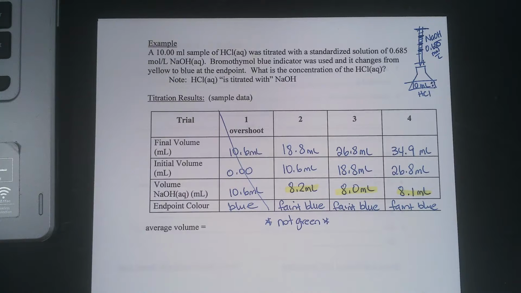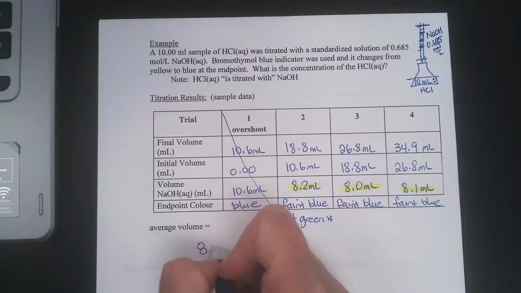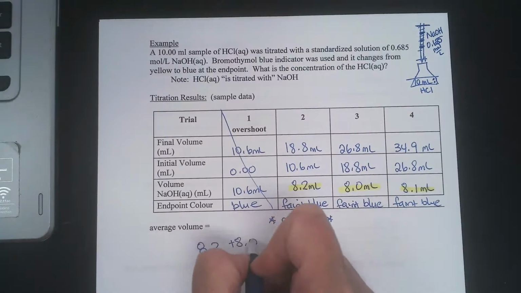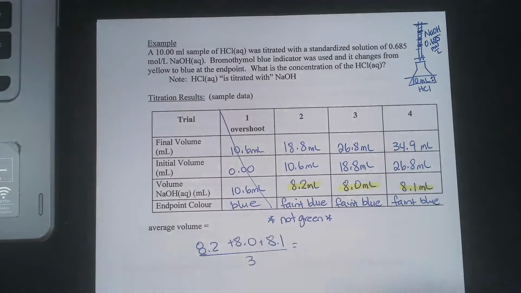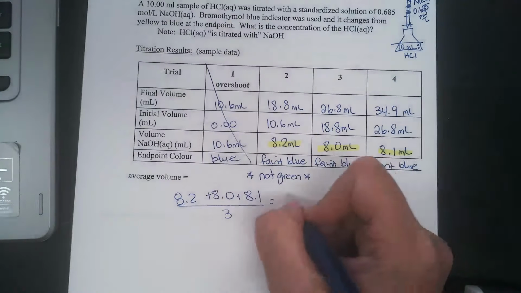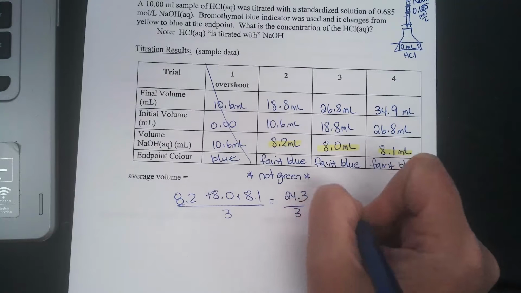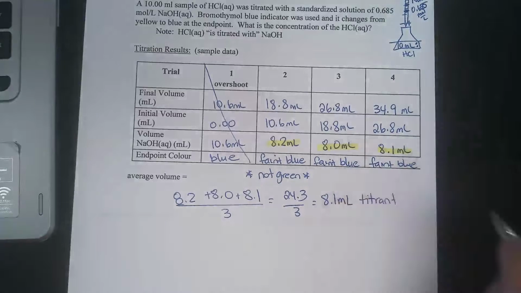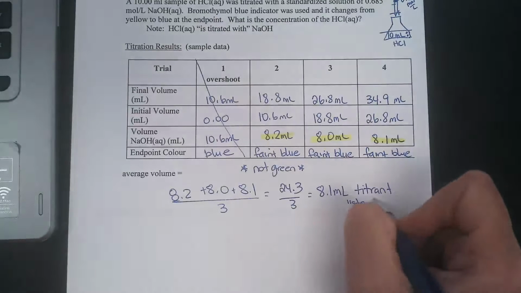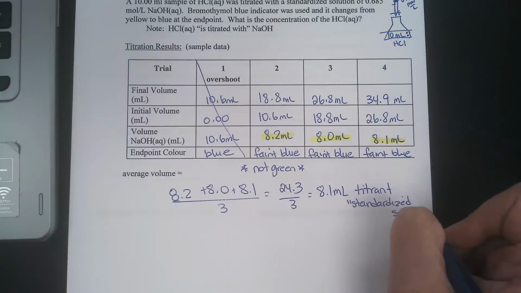Okay. The first thing I need to do is I need to average how much volume I actually use. So I'm going to go 8.2 plus 8.0 plus 8.1, and I'm going to divide it by the number of trials that I did, which was 3. And I get 24.3 divided by 3, which means I used an average of 8.1 milliliters of titrant for my standardized solution.